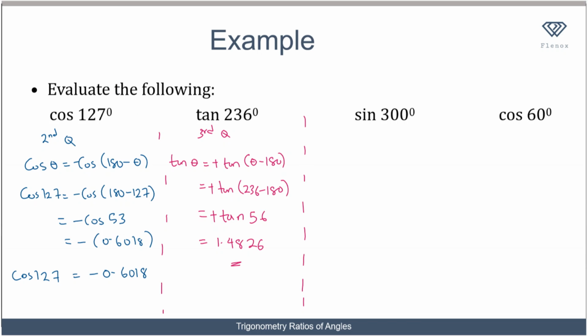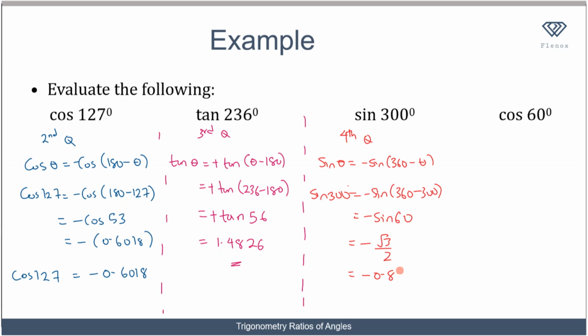So now let's move on to the next example where you are trying to find the value of sine 300. For sine 300, 300 lies in the fourth quadrant because it's between 270 and 360. So I know that for the fourth quadrant, sine theta is equal to minus sine (360 minus theta). So sine 300 becomes minus sine of (360 minus 300), and that becomes minus sine of 60, and sine 60 is root 3 over 2, so that becomes minus root 3 over 2 or minus 0.866.